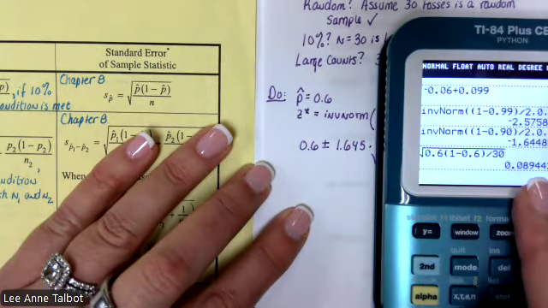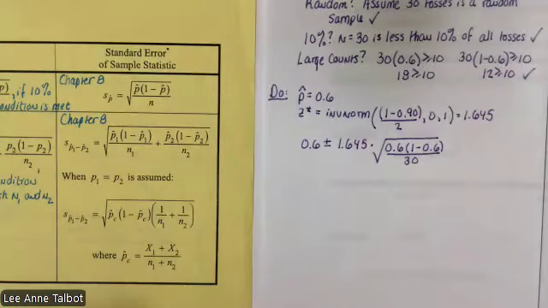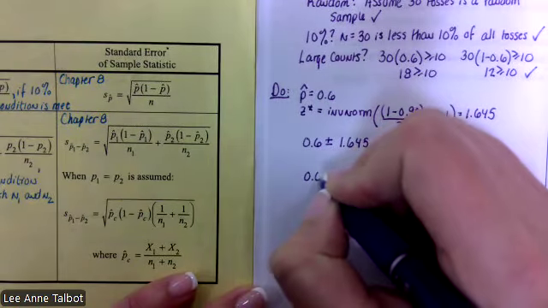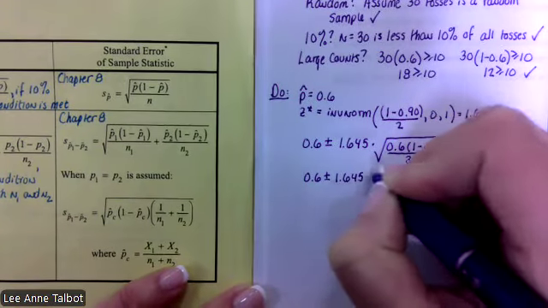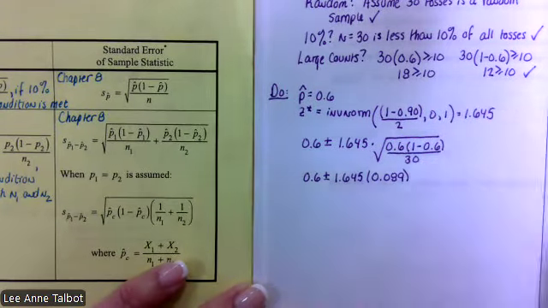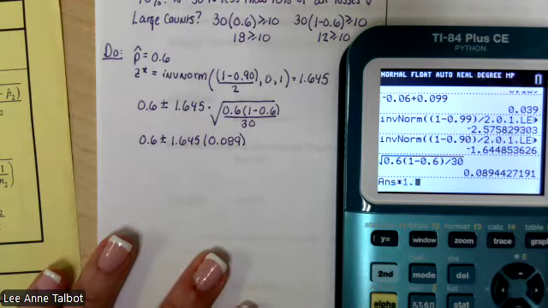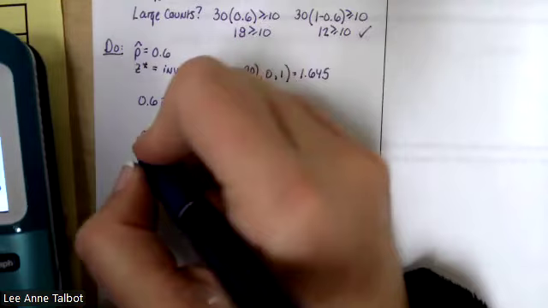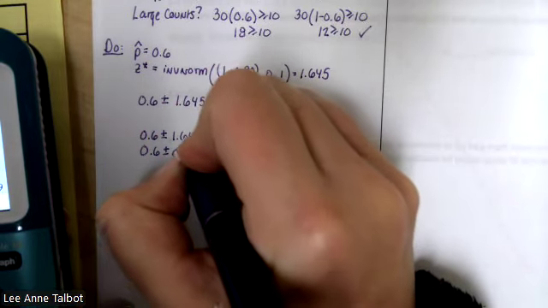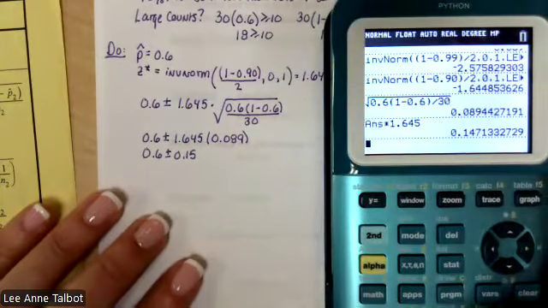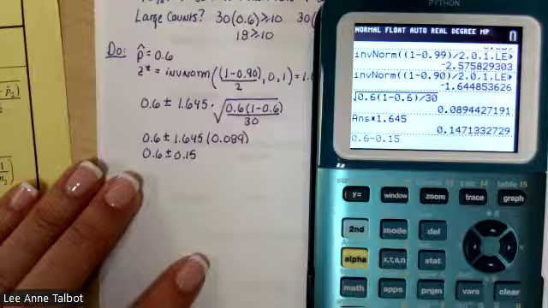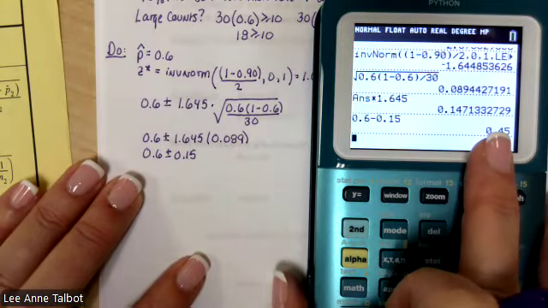I got 0.089. Anyone else get 0.089? 0.15. Oh, I should know that. It's lame.